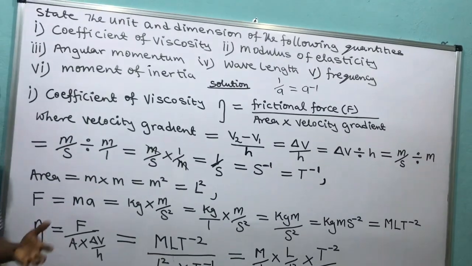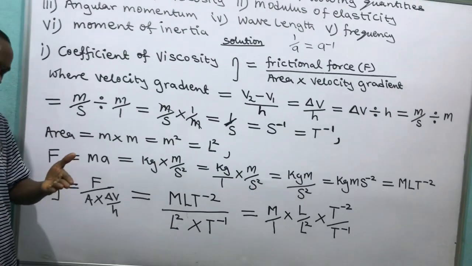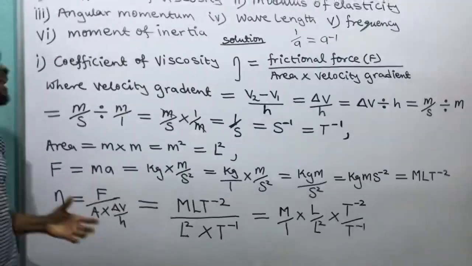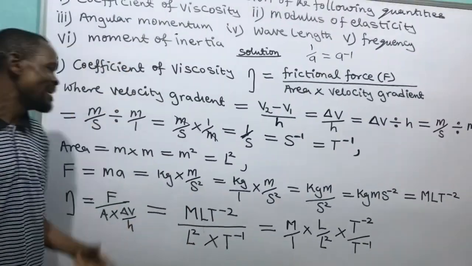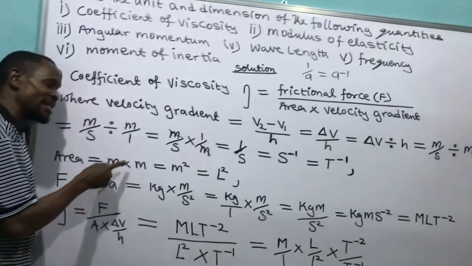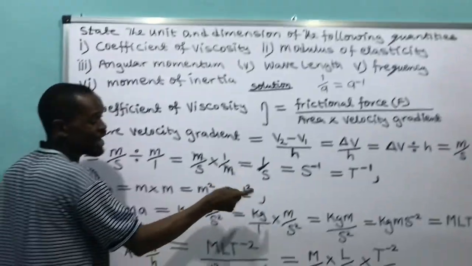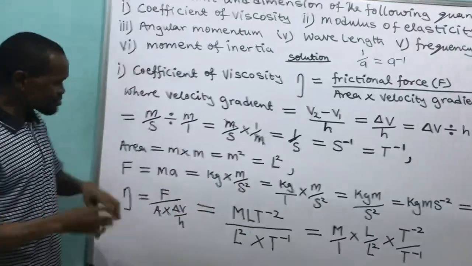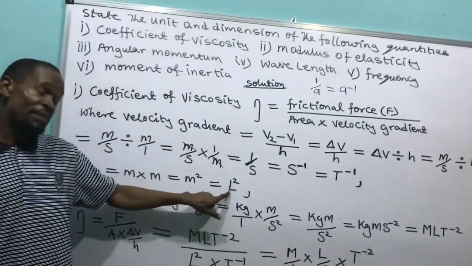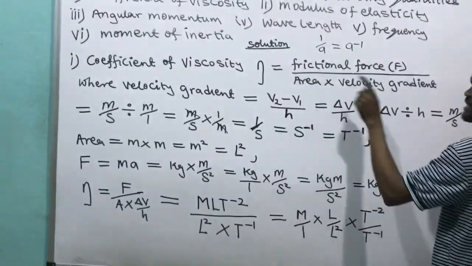As we said earlier, breadth, height, diameter, radius, depth and width are all measured in meter. Distances are measured in meter. So length times breadth, which is area, is meter times meter, which gives meter square, and the dimension is capital L square. Then I've gotten the dimension of area.